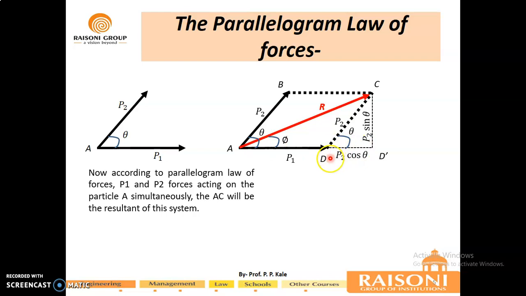Now extend this point D with some dotted line to D dash and draw one perpendicular CD dash on this line. Now we will get one triangle over here, that is A D dash C. In this, the inclination will remain the same. P2's inclination with respect to horizontal is theta. Now we can define this component DD dash as P2 cos theta and CD dash as P2 sin theta using basics of trigonometry.